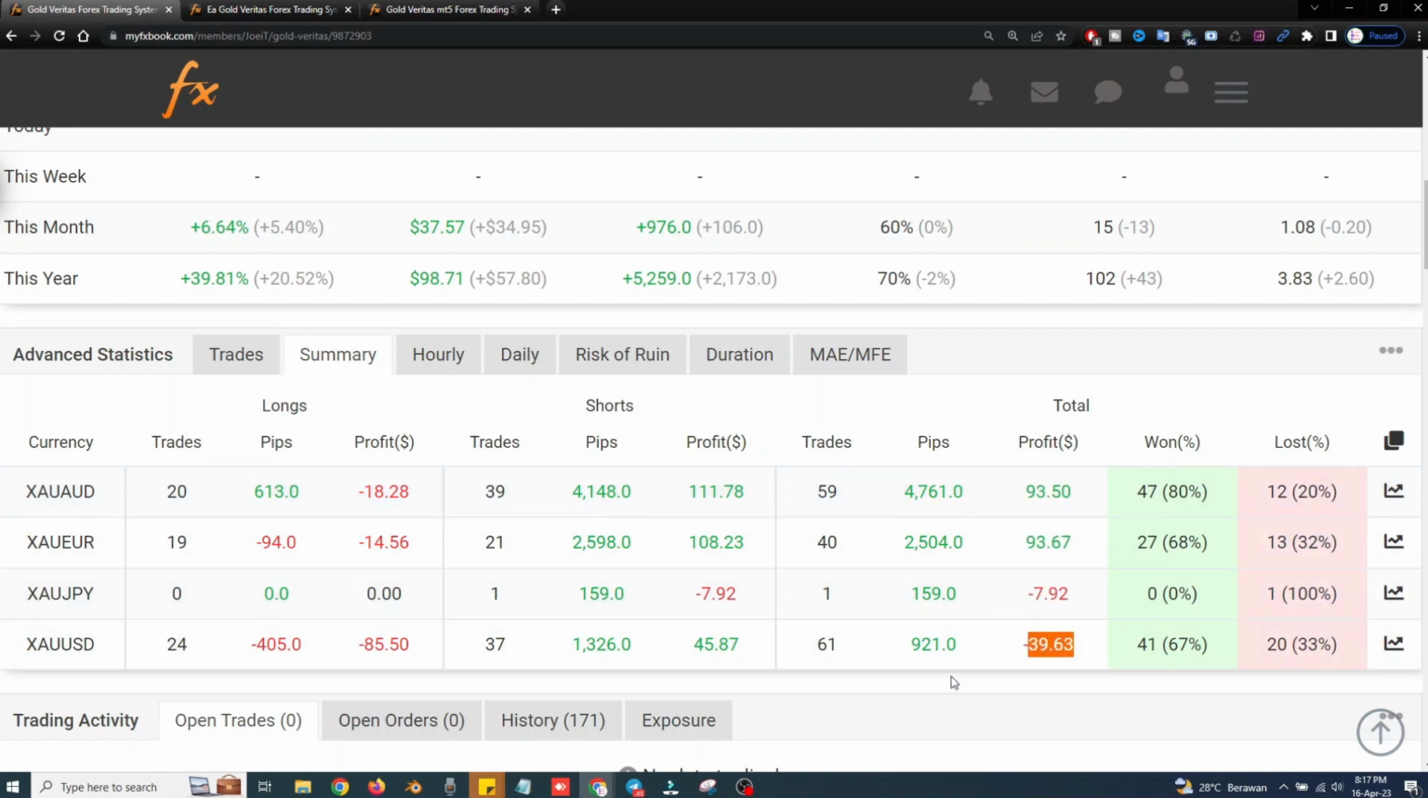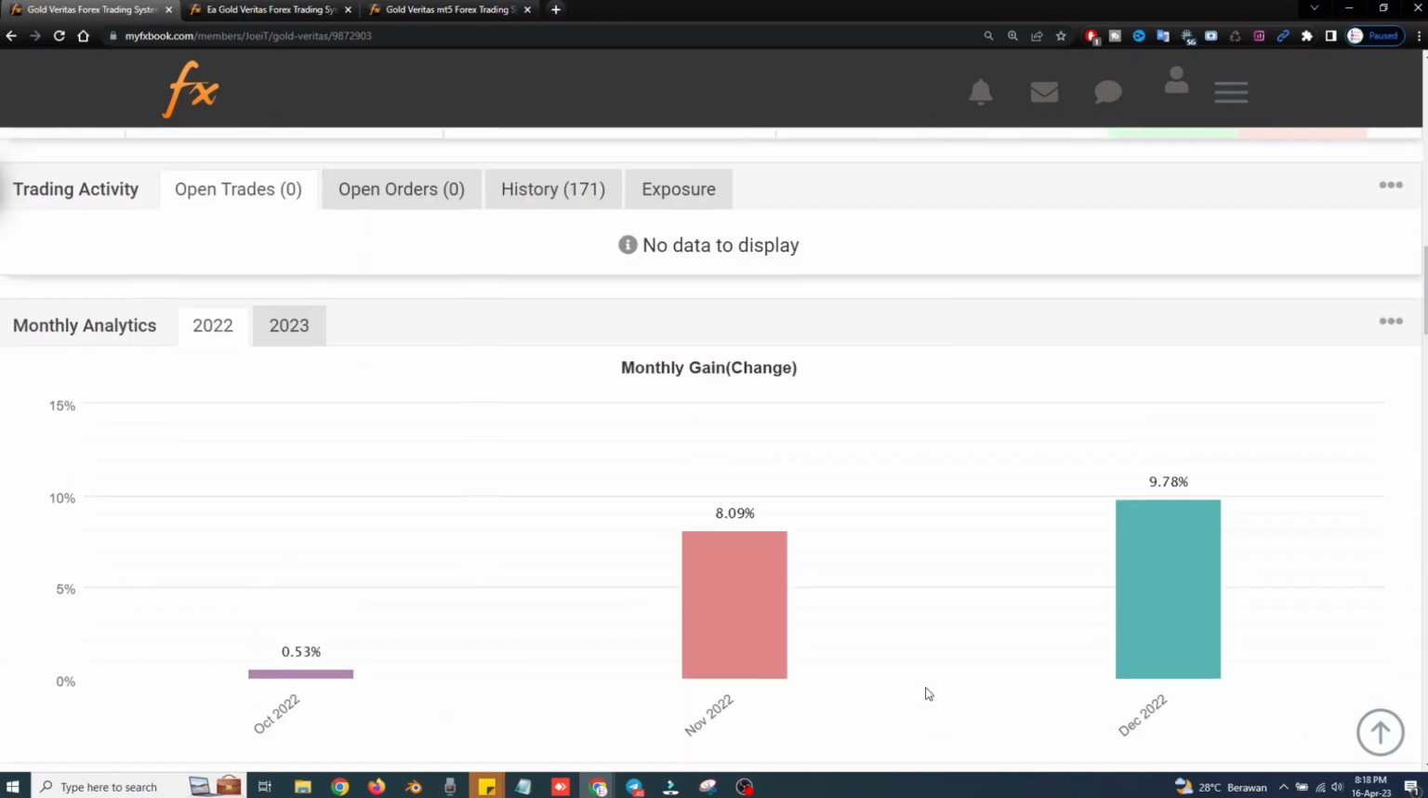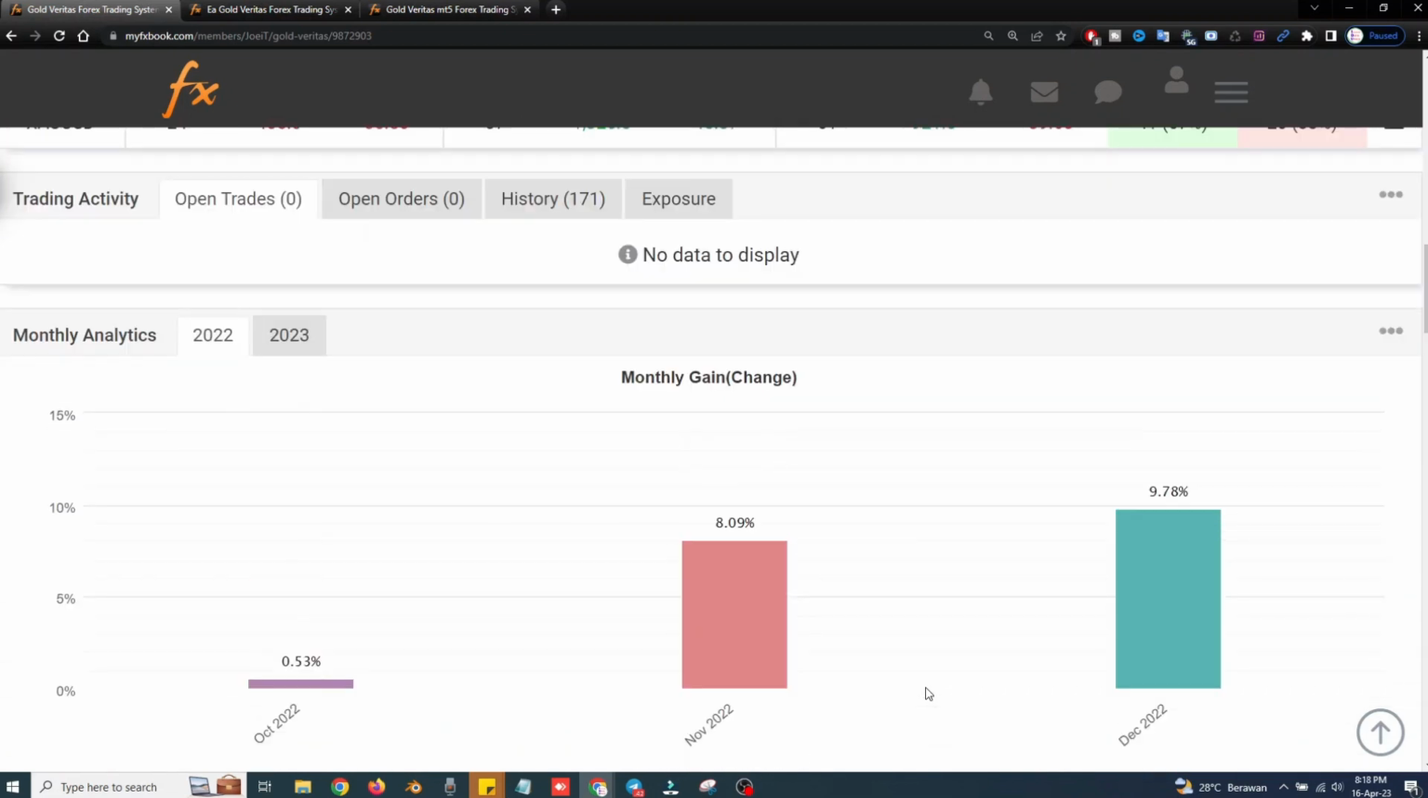Third, test the EA on a demo account. Before using an EA on a live account, it is important to test it on a demo account first. This will help you see how the EA performs in different market conditions and how it responds to different settings.